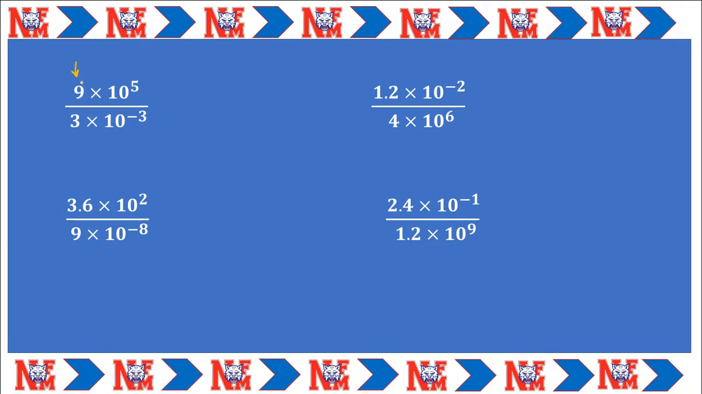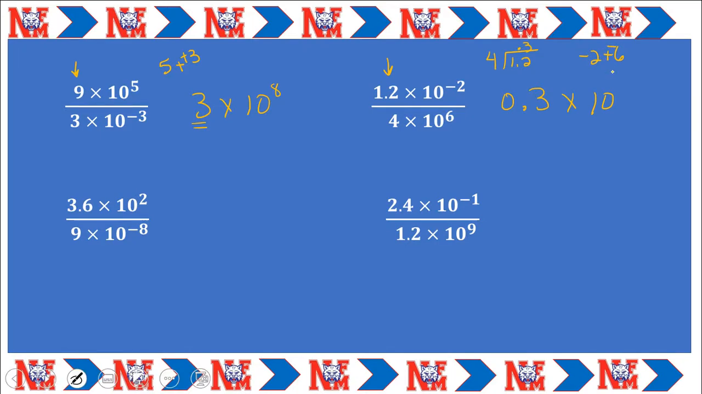Again, we're going to divide our coefficients. We're going to apply the quotient rule. 5 minus negative 3, change, gives me a power of 8. My coefficient is all set. Here we have 1.2 divided by 4. We get 0.3 times 10, and we have negative 2 minus 6.